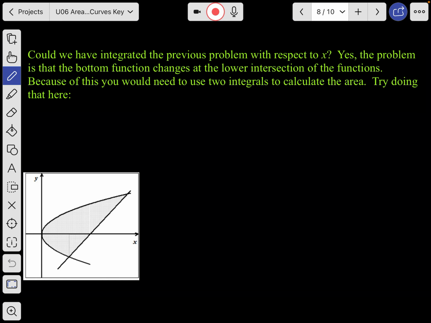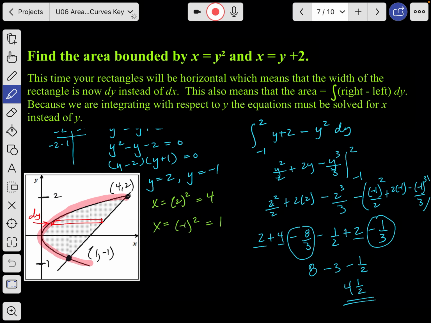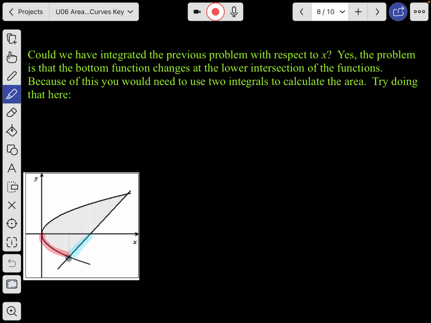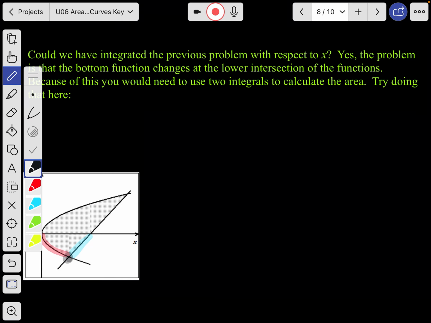Okay, could we have integrated the previous problem with respect to x? Yes. The problem is that the bottom function changes. Okay, so what we're looking at, if we do this with respect to x, the bottom function here is the quadratic, and then on to the right of that, the bottom function is the linear. So let's go ahead and write our intersection points on here again. Let's see, what were they? 4, 2, and 1, -1. So this is going to be, oops, let me get my pen back.